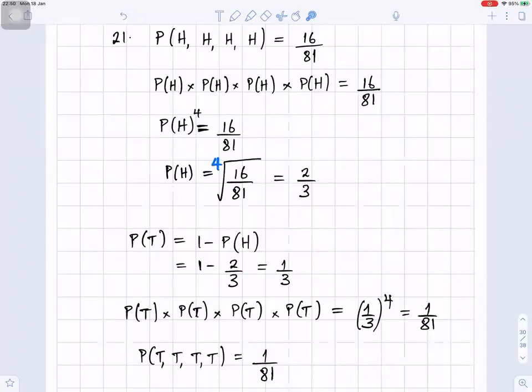But we want to get 4 tails. So we want the probability of a tail the first time, tail the second time, tail the third time, tail the fourth time. So it's 1/3 to the power 4. You can say 1 over 3 times 1 over 3 times 1 over 3 times 1 over 3, which will be 1 over 81.